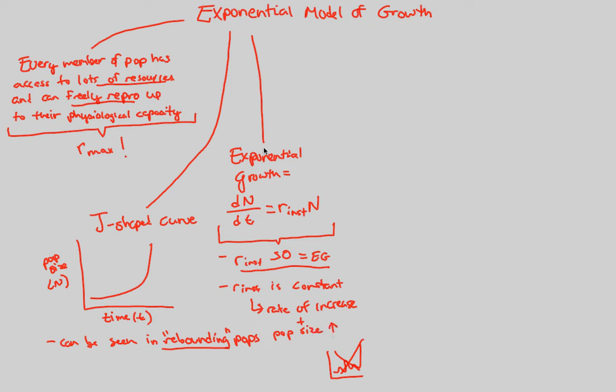A good example of an exponential model of growth, something that in reality does do this, are actually prokaryotes. Specifically, let's say bacteria. Bacteria are notoriously good at exponentially growing. This is because bacteria reproduce via a very simple method called binary fission. So most of the time they asexually reproduce, and they just split apart from each other. That reproduction is called binary fission.